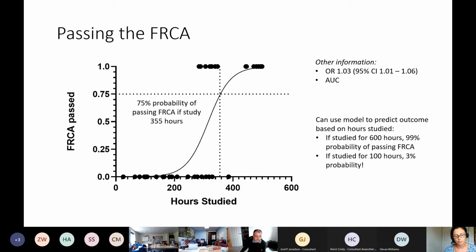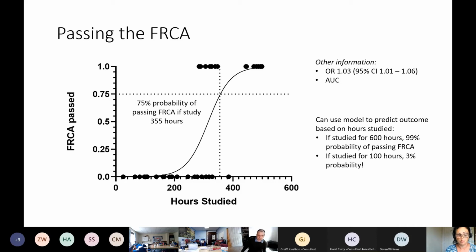And essentially, it draws this logistic curve between the not passed and passed, and it gives you an odds ratio. And what that is, is for every extra hour worked, by what factor does your likelihood of passing increase? And these are the sort of graphs you get. So for example, to have a 75% probability of passing, you would need to do 355 hours work.